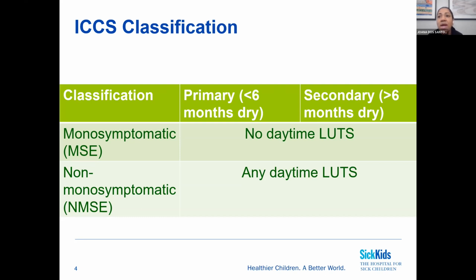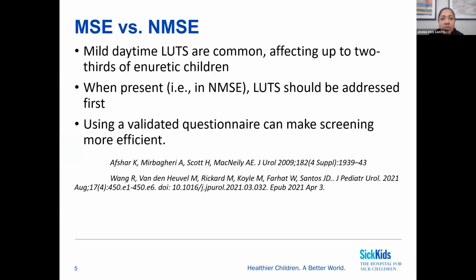And non-monosymptomatic means you have associated daytime symptoms, not necessarily daytime incontinence, but any LUTs. Frequency, urgency, hesitancy, any symptoms. So what is the importance of differentiating monosymptomatic versus non-monosymptomatic, right? So even mild daytime LUTs are common in kids with enuresis, affect up to 2/3 of them. And when present, LUTs should be addressed first, or those children won't stop wetting the bed.